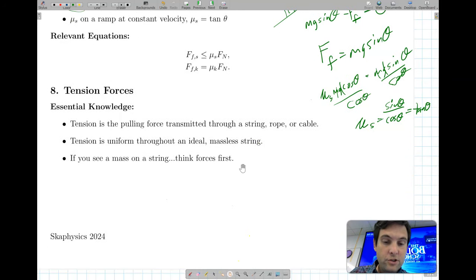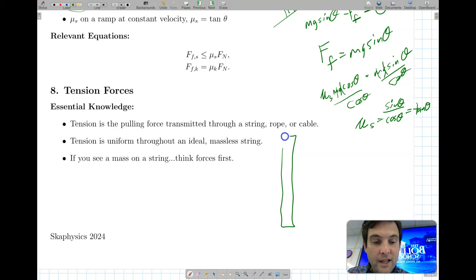Tension is the pulling force transmitted through a string, rope, or cable. Tension will be uniform throughout an ideal massless string. If we are dealing with a non-ideal string, then that string has some length. If you take different points on that string and analyze the tension, here the tension is going to be the least, while up here our tension is going to be greatest, because the tension is pulling up while the weight force is pulling down. As we go further up the string, we have more and more mass that the string has to deal with.